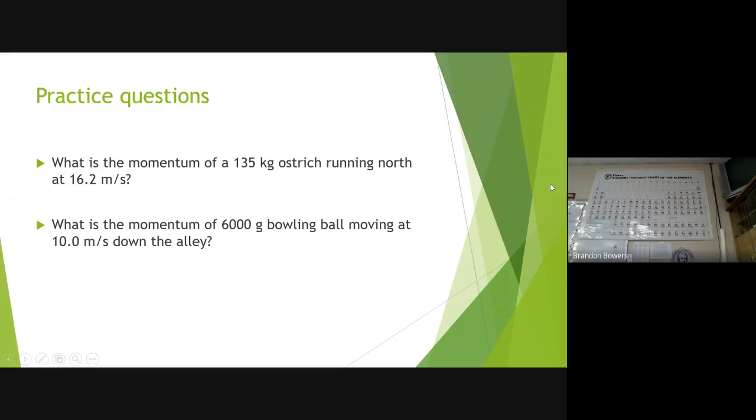Check out a second one. What is the momentum of a 6,000 gram bowling ball moving at 10 meters per second down the alley? Okay. What is the momentum? Try to figure this one out.